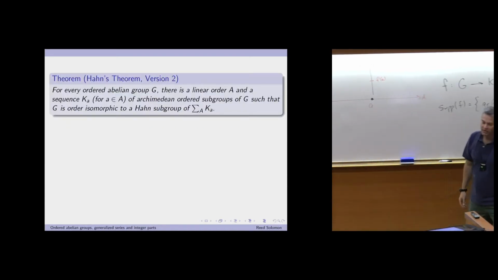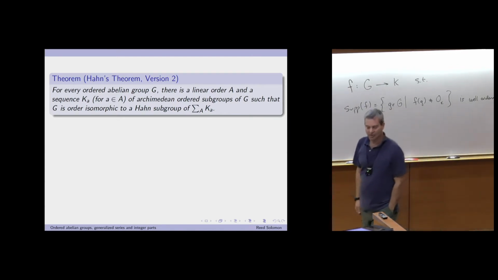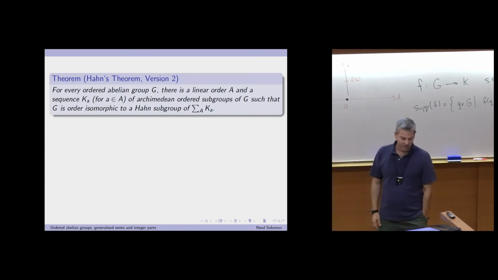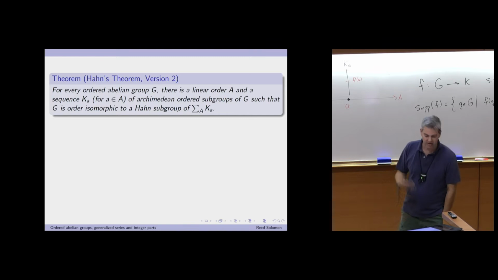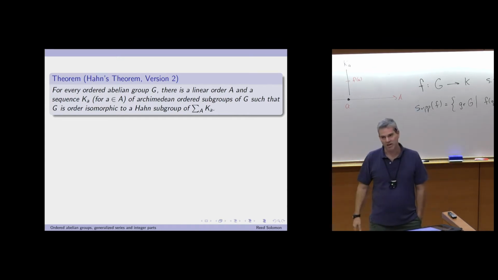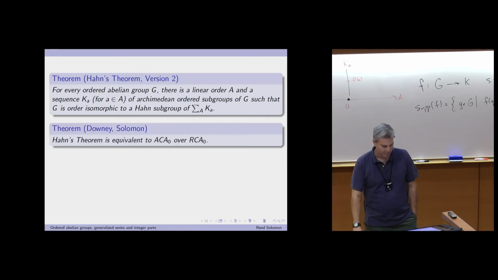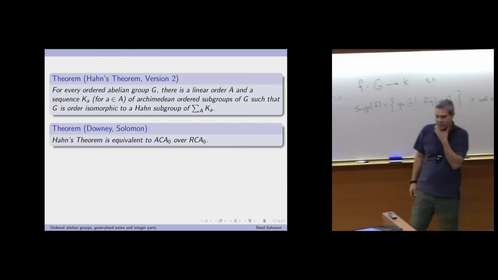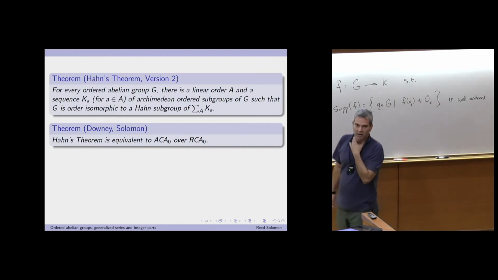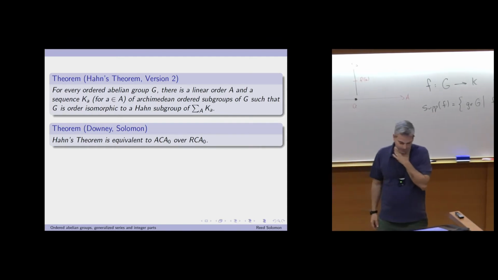So now you can state this in a version that you could actually look at in reverse math. For every ordered abelian group G, there's a linear order A and a sequence of Archimedean ordered groups such that G is order isomorphic to a Hahn subgroup of this space. And now we have it written down in a nice way in second order arithmetic. And this is the statement that turns out to be equivalent to ACA_0 over RCA_0.